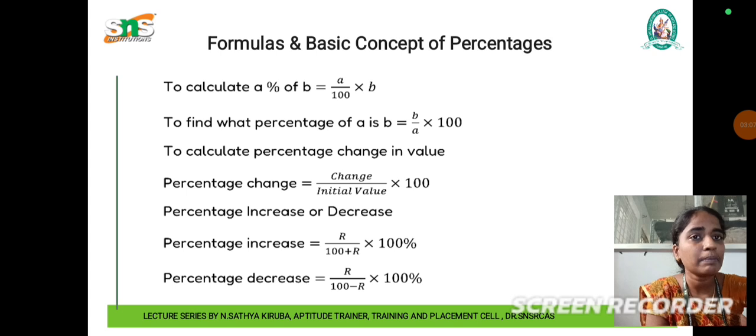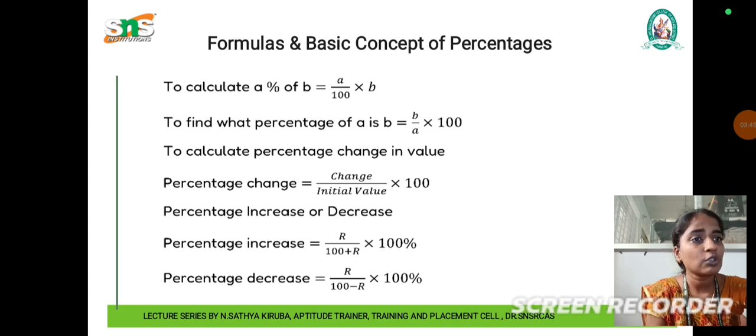So, to calculate a percentage of b, how will you do it? A by 100. We write a percentage as a by 100 into b. Of is nothing but, mathematically speaking, whenever of comes, it is taken as a multiplication symbol. To find what percentage of a is b, that is b by a into 100. To calculate the change in value, suppose 25 percentage is changed into 50 percentage, we subtract the values and divide by the initial value into 100. These formulas will be helpful when it comes to data interpretation problems.